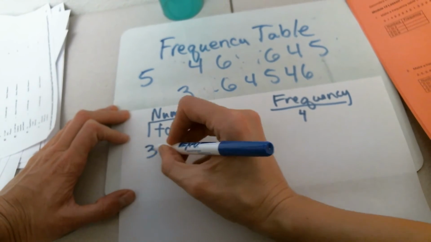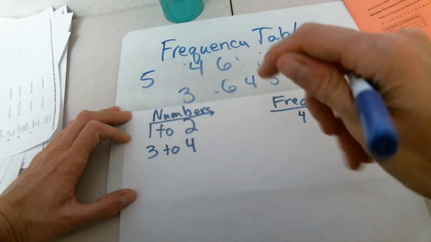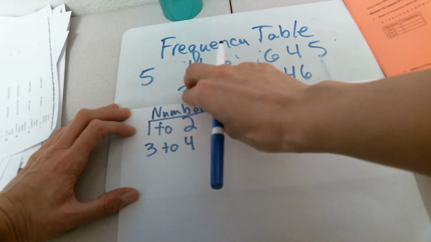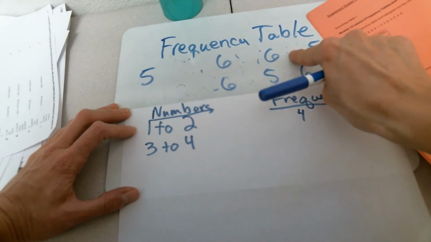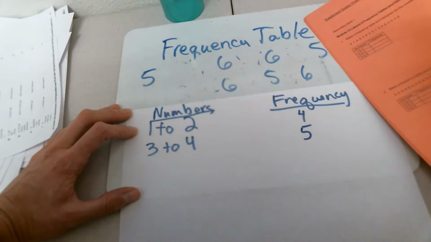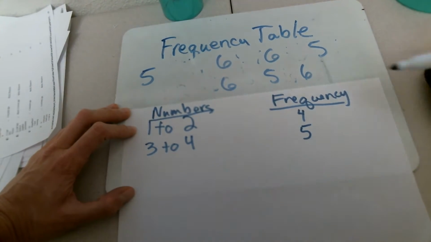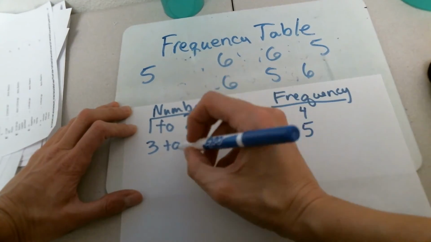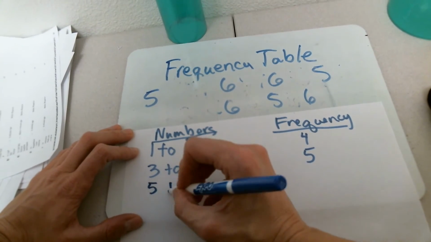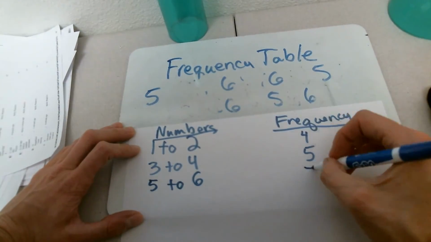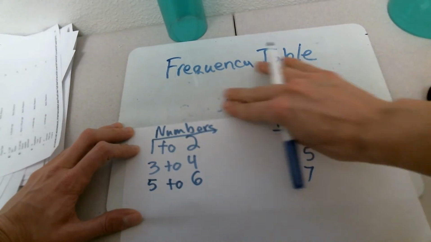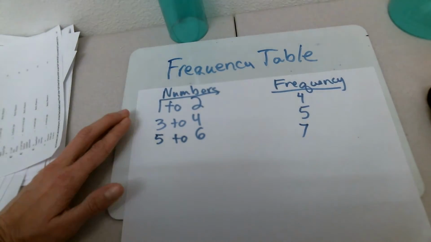The next section is 3 to 4. So how many numbers are 3s or 4s? We have 1, 2, 3, 4, 5 numbers that are 3s or 4s. And the last numbers are 5s and 6s. And we have 1, 2, 3, 4, 5, 6, 7 numbers that are 5s and 6s. Okay, so this would be my frequency table.